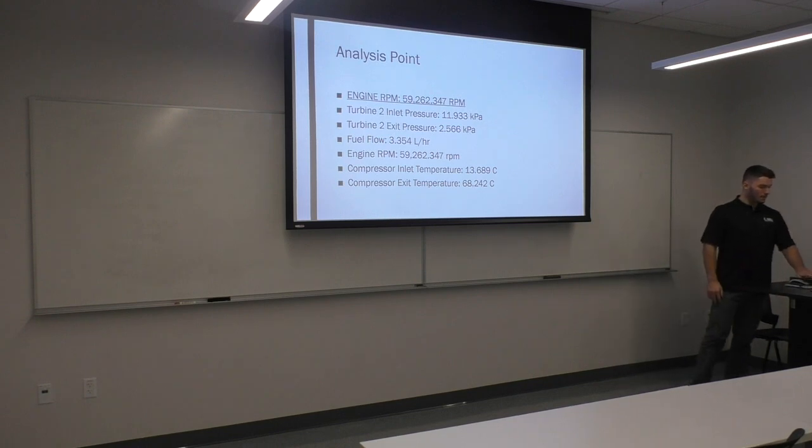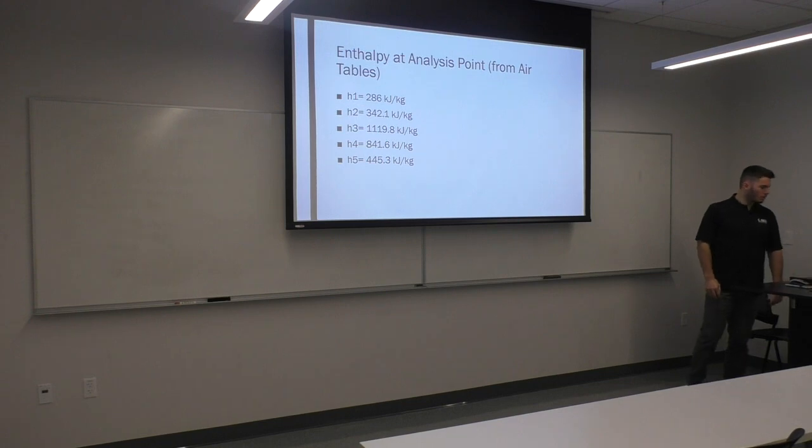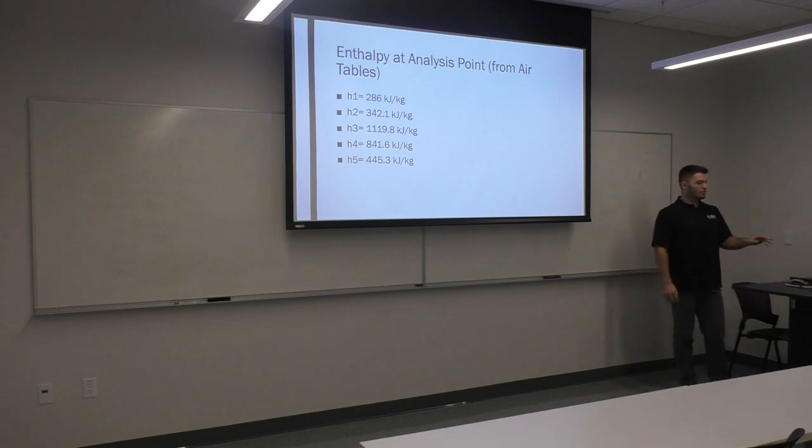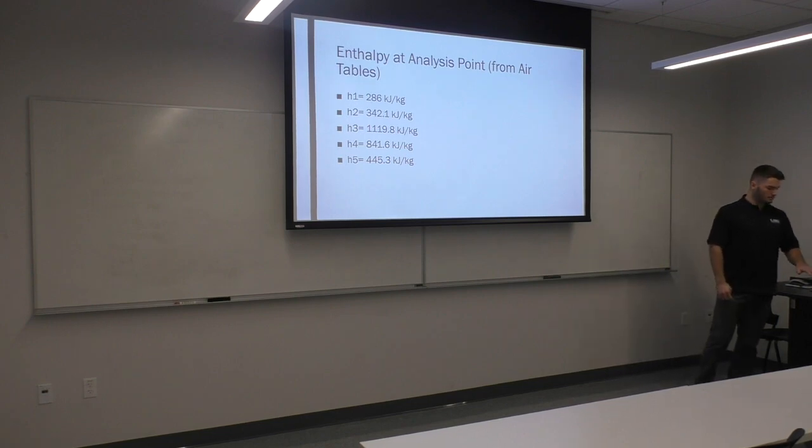The compressor inlet temperature lower than the exit. Turbine 1, inlet temperature greater than the exit. Turbine 2, greater than the exit. Voltage and current. So you take your enthalpy at the analysis point from the air table, so you have to find your CP and then T1 minus T2 of the specific point used, and I'm going to do that next slide, but these are your enthalpies.